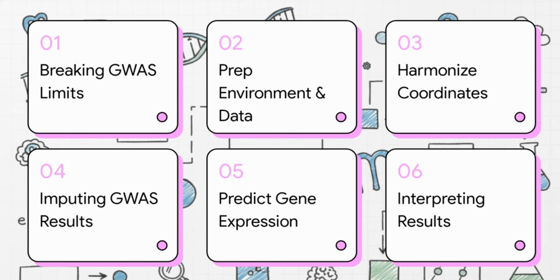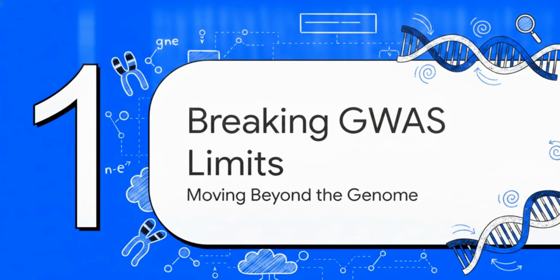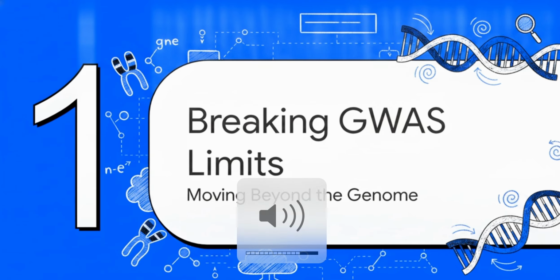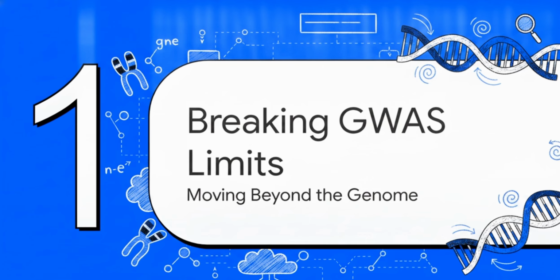Here is our roadmap for today. We'll start by breaking GWAS limits, prep our environment and data, harmonize genomic coordinates, impute the GWAS results, predict gene expression, and finally interpret those results. All right, step 1, breaking GWAS limits. Let's move beyond the genome.